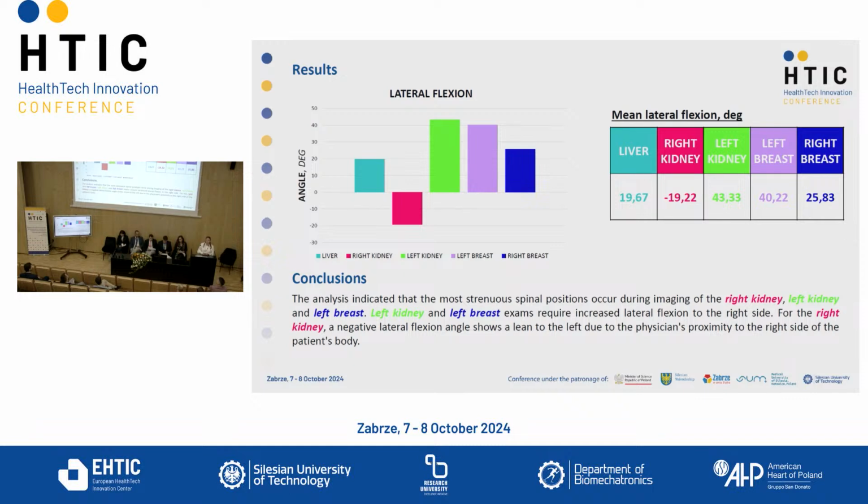The analysis revealed that the most strenuous positions for the diagnostician are visible during the imaging of right kidney, left kidney, and left breast. Increased lateral flexion to the right side was visible when imaging the left kidney and left breast, as those areas were further from the diagnostician, necessitating the greater leaning to the right side.